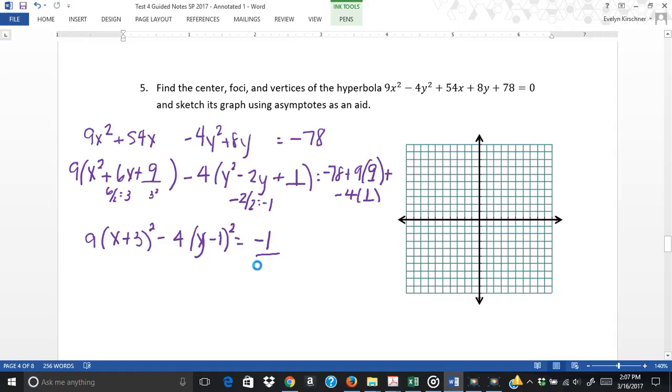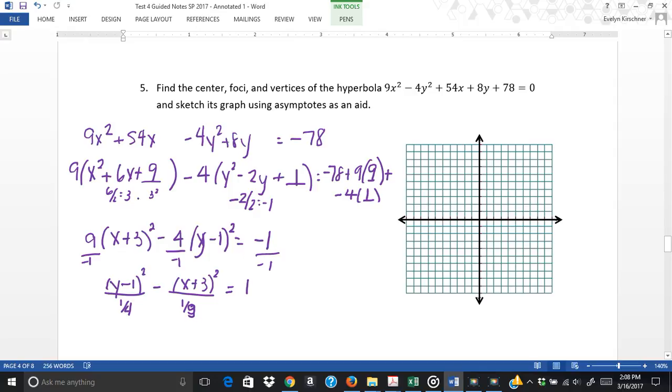I divide everything by negative 1. And that's going to give me, I'm going to rewrite it so I have (y minus 1) squared over 1/4, because it's going to be positive, minus (x plus 3) squared over 1/9 equals 1.